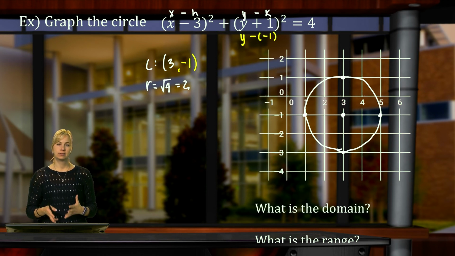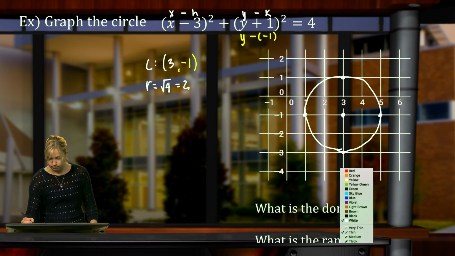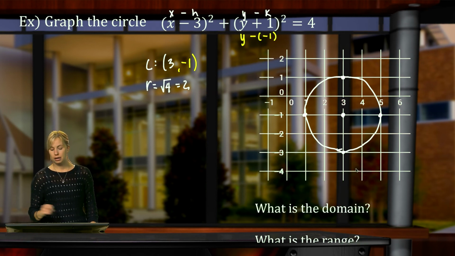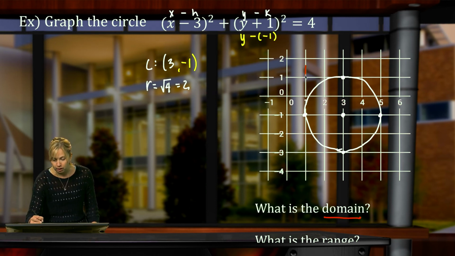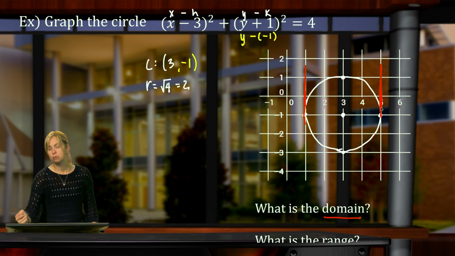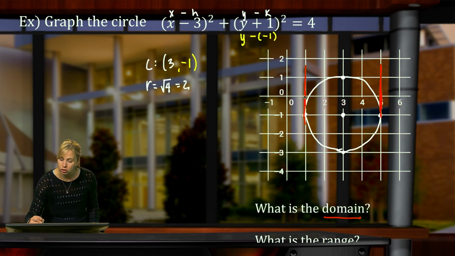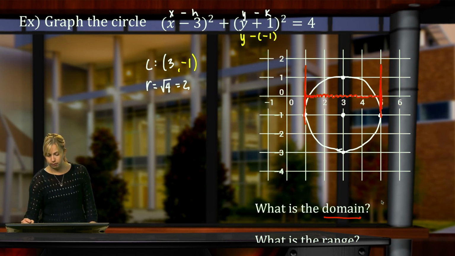Now looking at this graph, let's identify the domain and the range. Okay, I'm going to do domain in red. The domain are the values of x for which the equation is defined. So my graph, if I'm looking at my x-axis, my graph is bounded between these 2 points on my x-axis, which gives me my domain. My domain goes from 1 to 5.